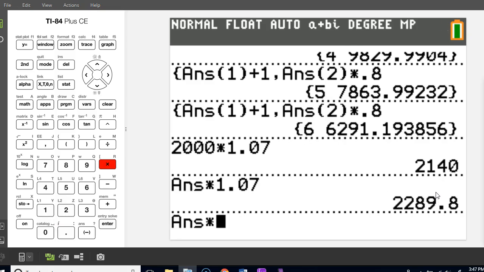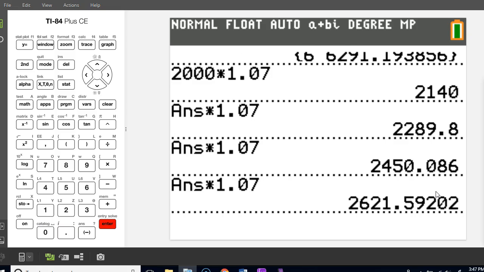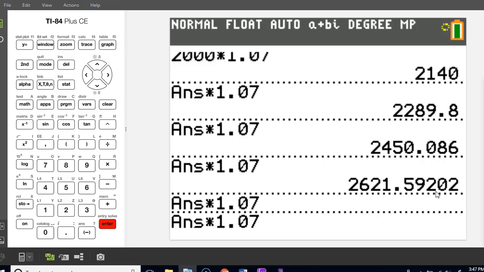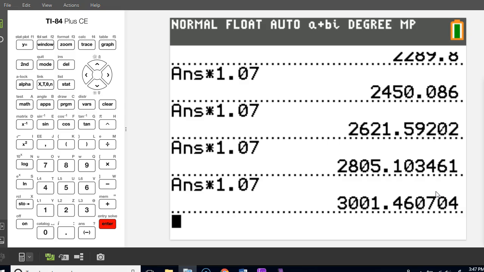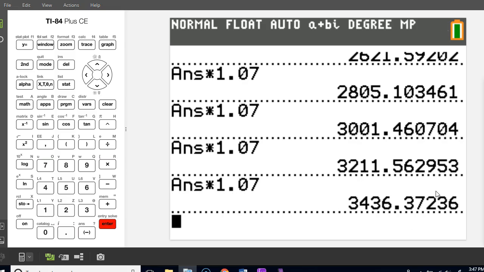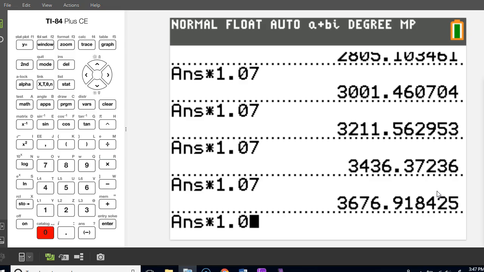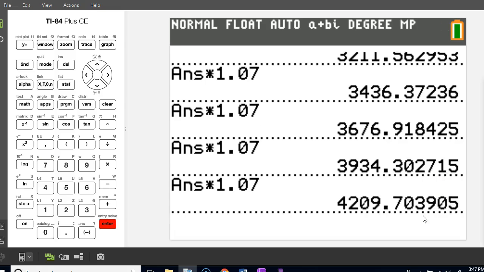Take that times 1.07 for year 3. Take that times 1.07 for year 4, times 1.07 for year 5, year 6, year 7, year 8, year 9, year 10, and times 1.07 for year 11. All right, so we got to 11.